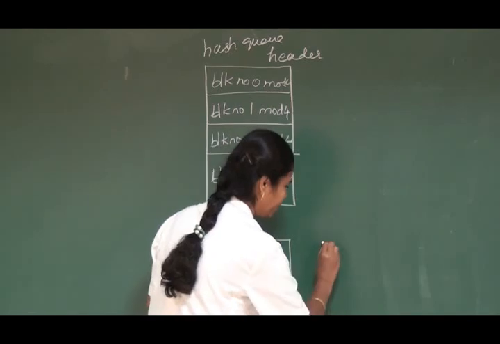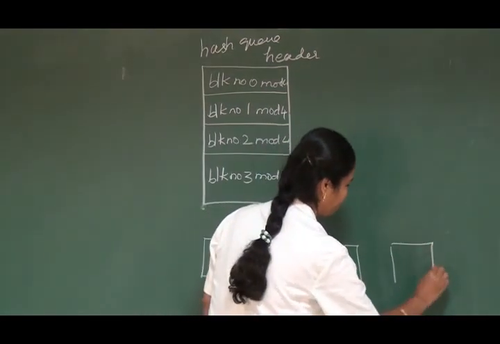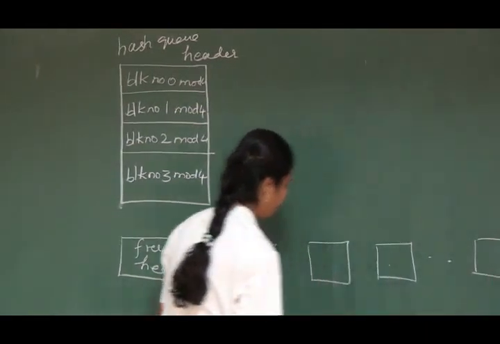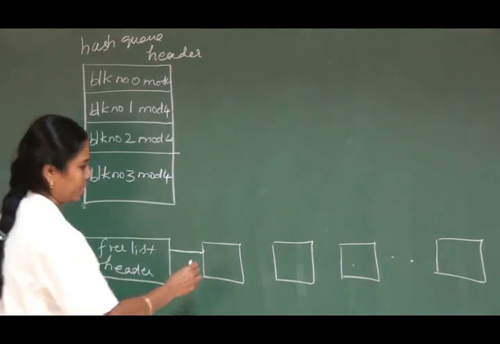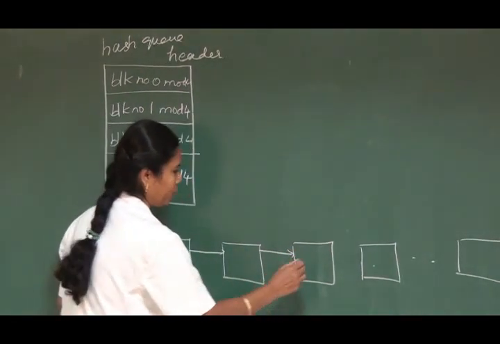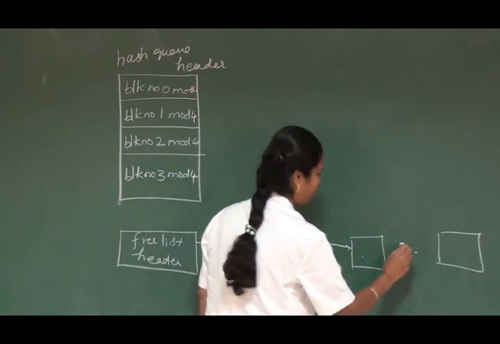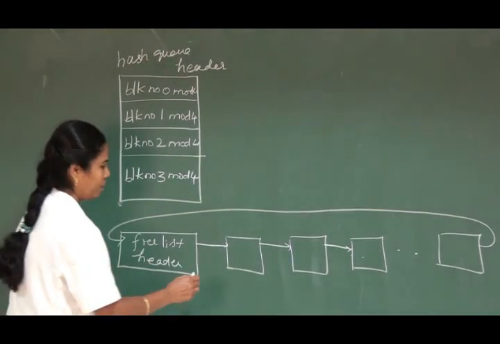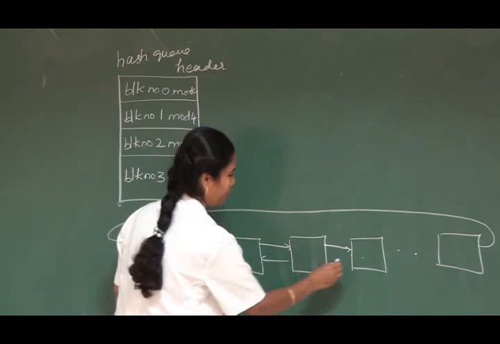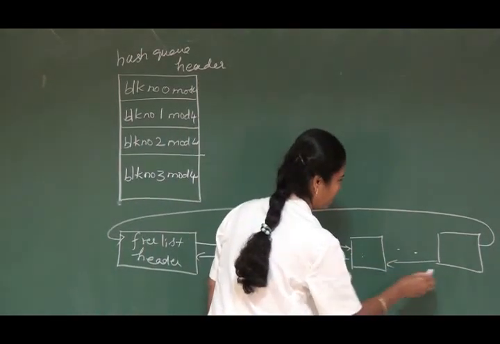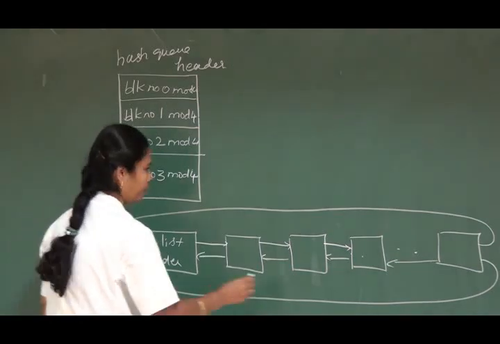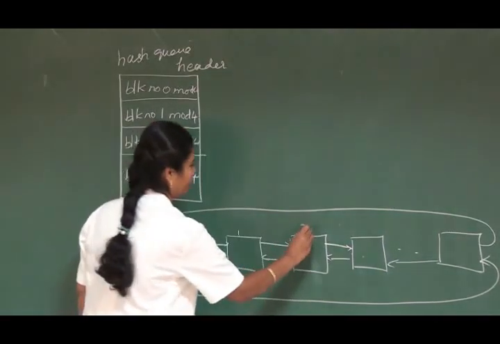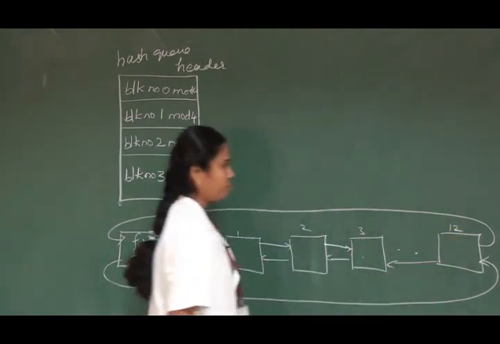The buffers are allocated initially in the free list. The free list is pointing to the first buffer and then pointing to another buffer like this, and again it has a pointer to this, and backward pointers will be like this. So for example, we will consider 12 buffers here.